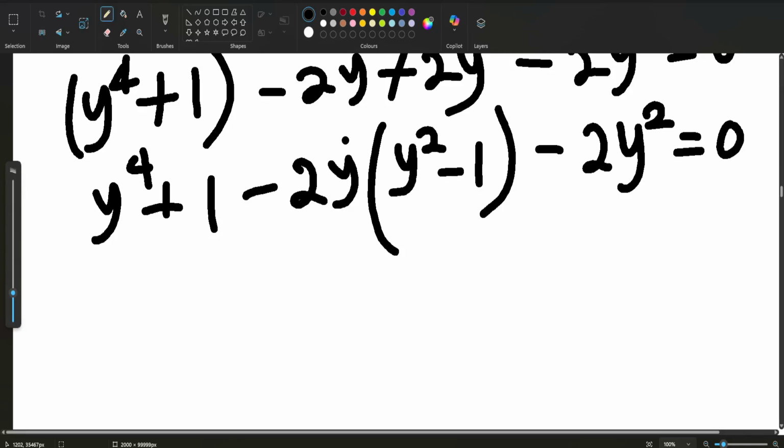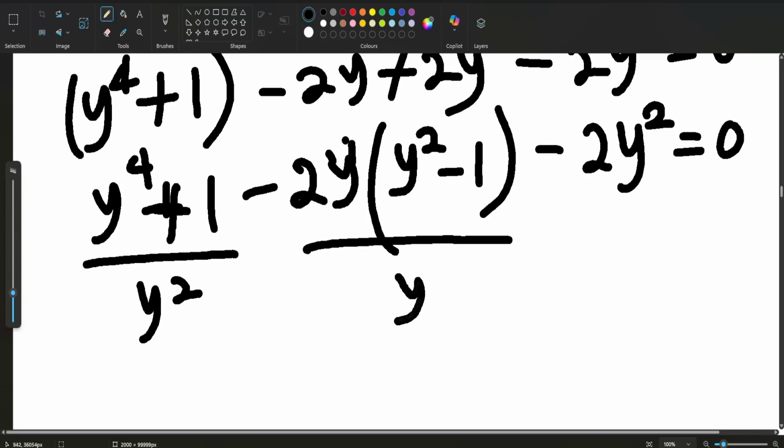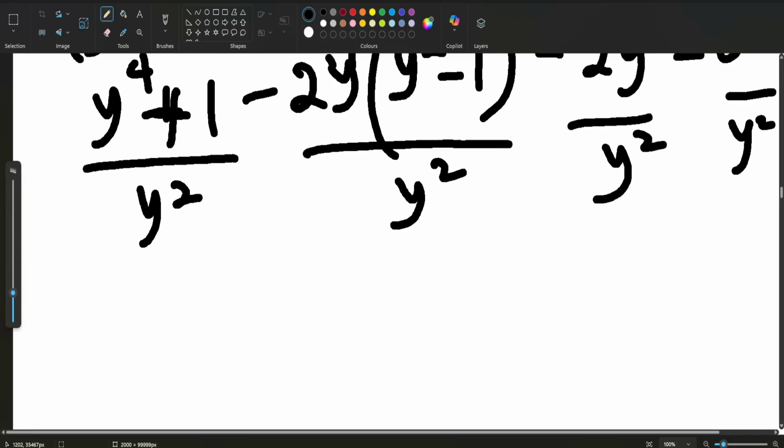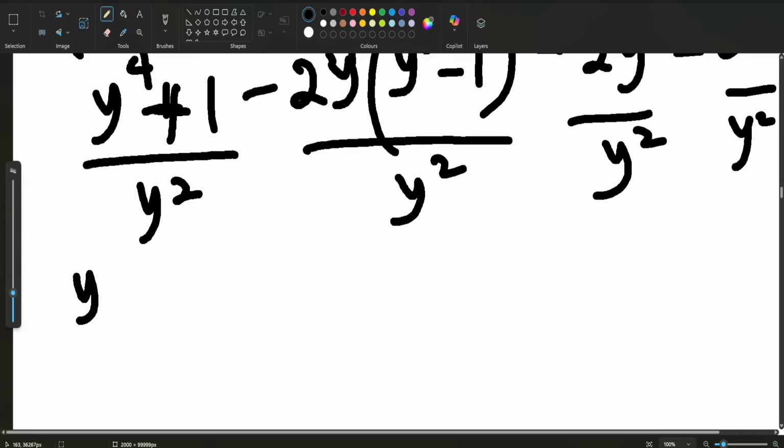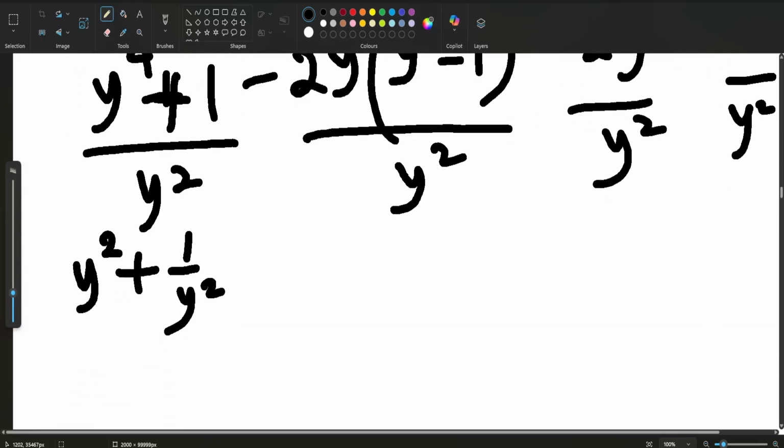Okay, so the next thing we want to do here is that we'll now divide everything by y squared. So we divide this by y squared, divide this one by y squared, divide this by y squared, and of course divide it by y squared. So this is going to give us y squared plus 1 all over y squared, right?